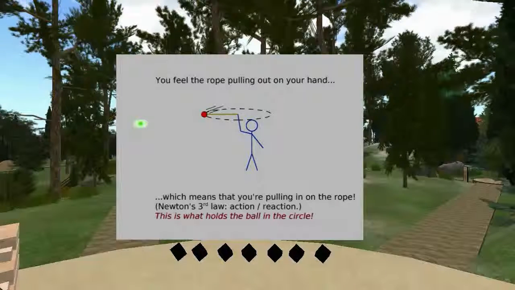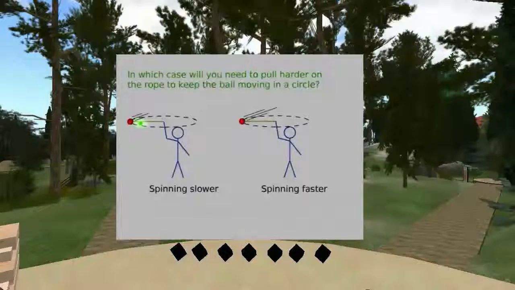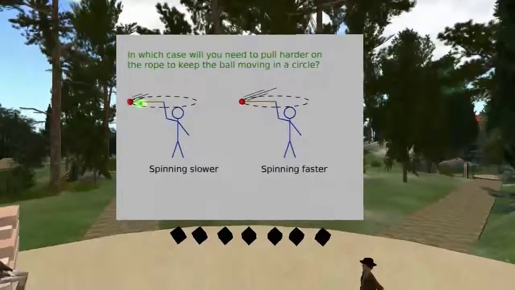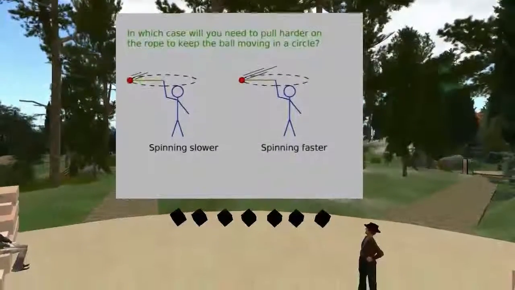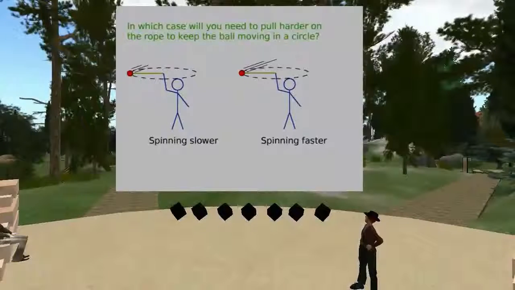Now, here is a question for you. This is the kind of thing I used to do in my classes. I would put this up, and I would ask them a question. In which case will you need to pull harder on the rope to keep the ball moving in a circle?